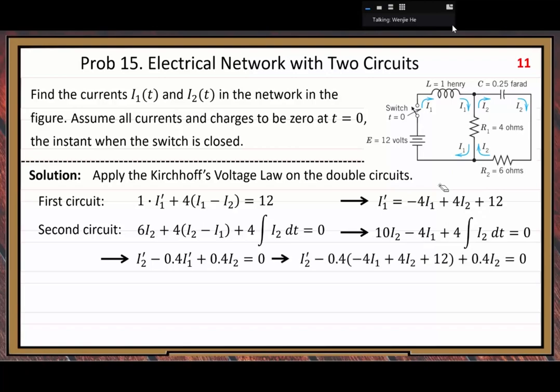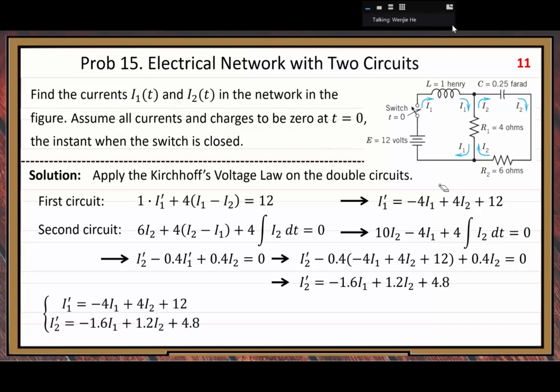So we get a system. Here we replace I1 by this parenthesis. After simplification, we get a second first order ODE. So let's write them together, and we get this system of ODEs.